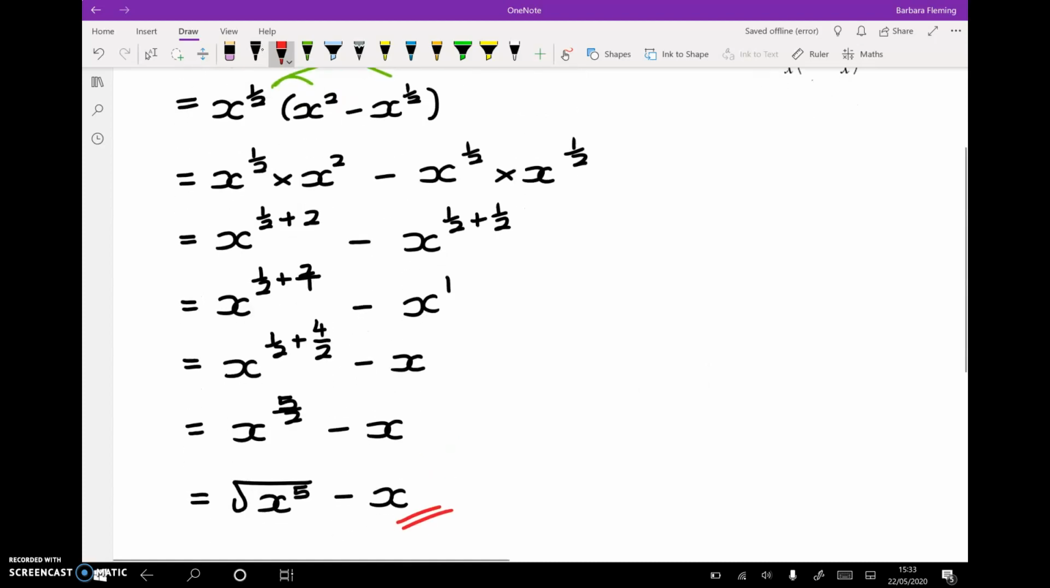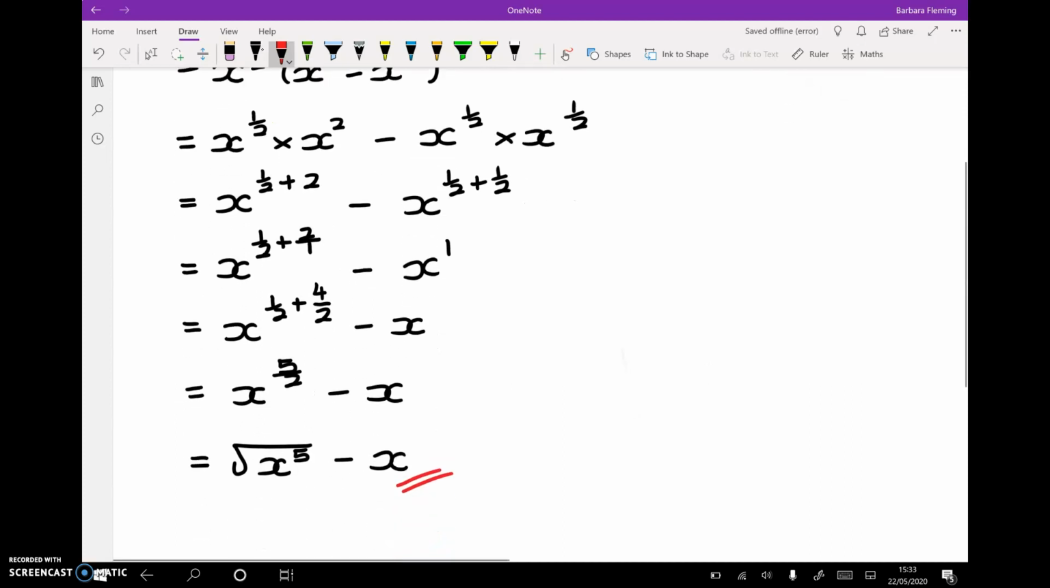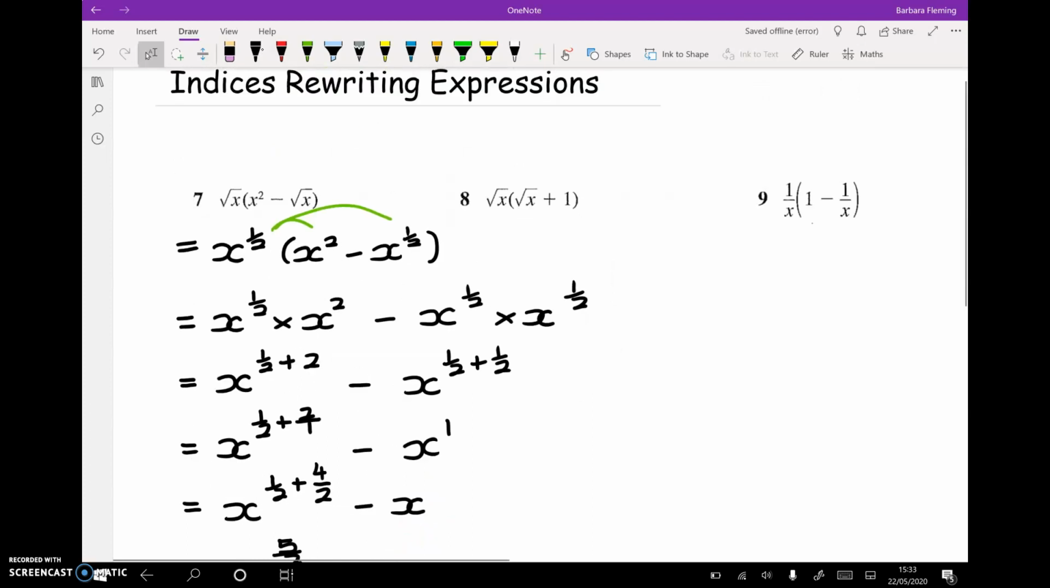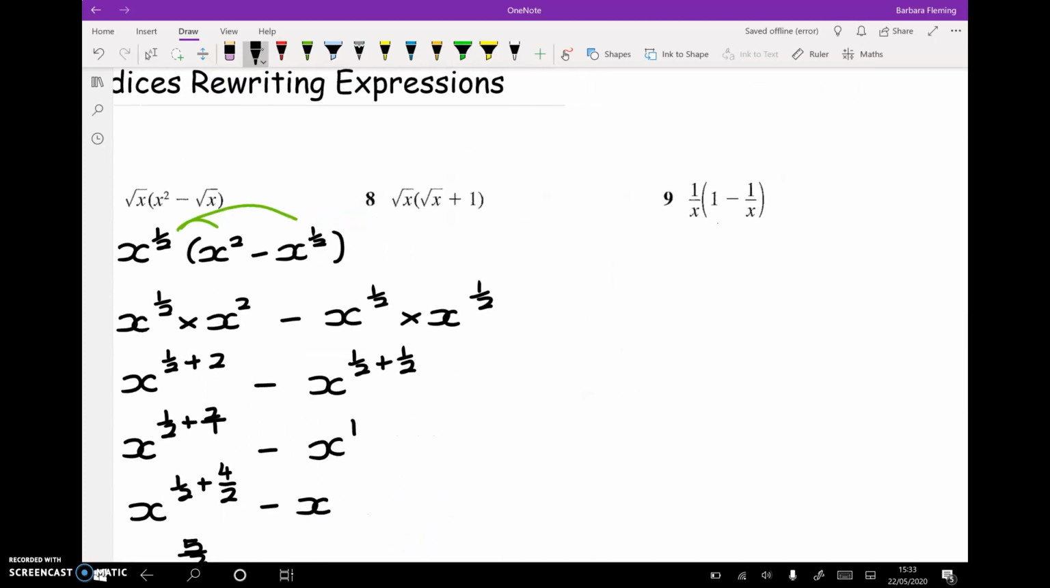Okay. Now the next question is very similar, so I'm going to leave that question 8 and we'll look at our question 9. So this time we've got 1 over x. Now, using your indices rules, remember that 1 over x is the same as x to the power of negative 1. That's how you deal with your fractional indices. And then you've got your bracket, you've got 1, take away, and then x to the power of negative 1 again.